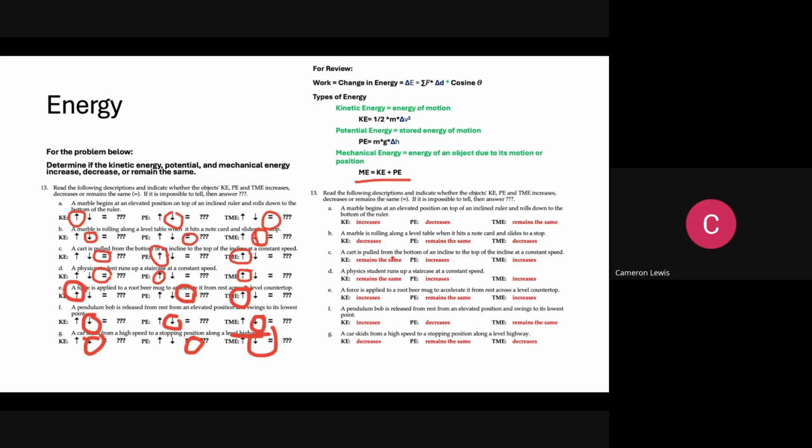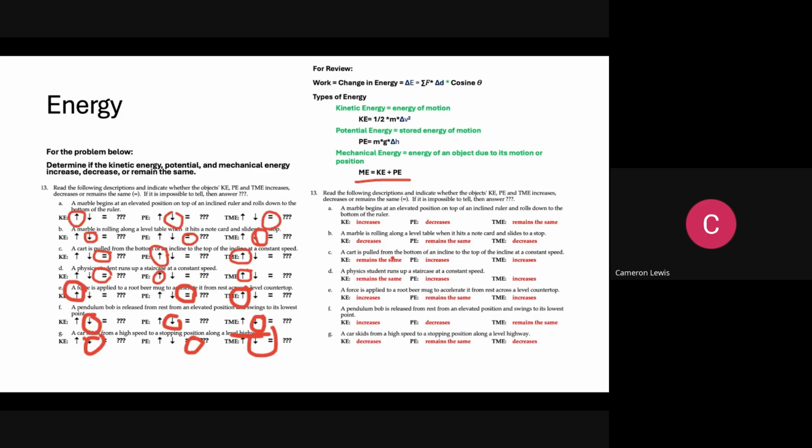So for the first one, we got increase, decrease, and remains the same. We got that. Then we got decrease, remains the same, decrease, good. Then we got remains the same, increase, increase, good. Remains the same, increase, increase, good.